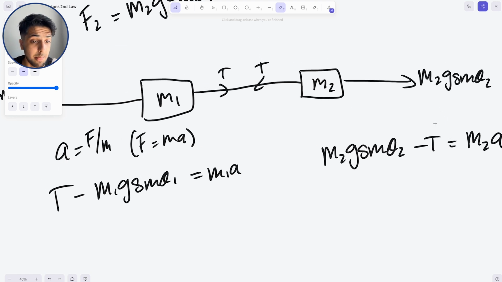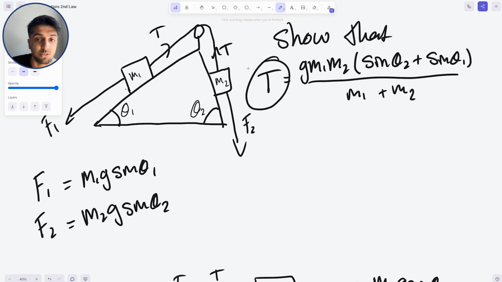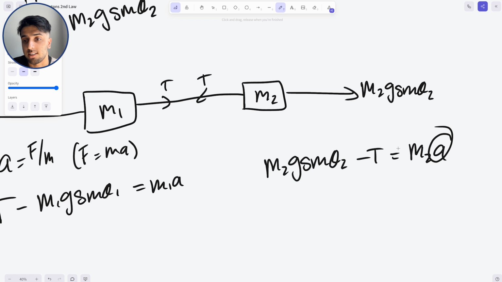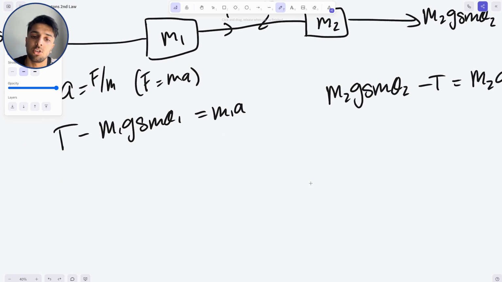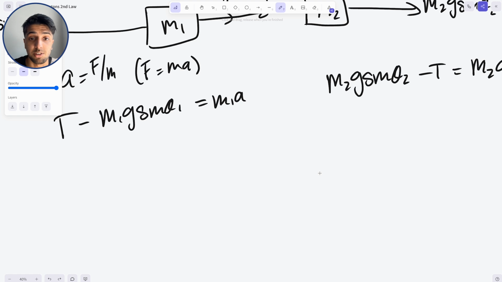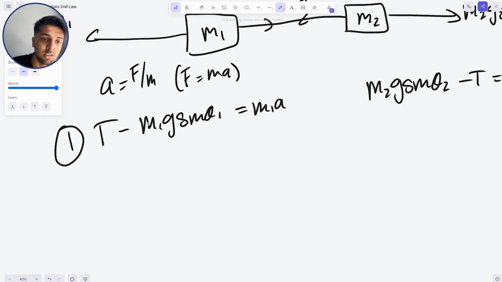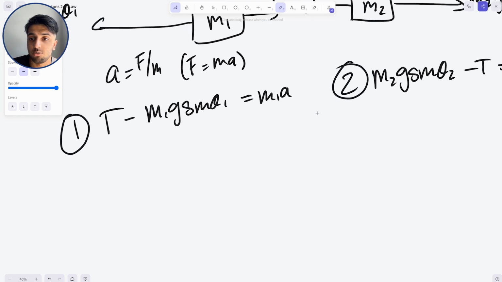Now again, before we got rid of tension force, but now we actually want the tension force, right? And so what can we see that is not in this equation? That would be our acceleration. So we want to get rid of our acceleration. So how do we do that? We divide, let's call this equation 1, and this is equation 2. So to get rid of the acceleration, we want to divide 1 by 2.